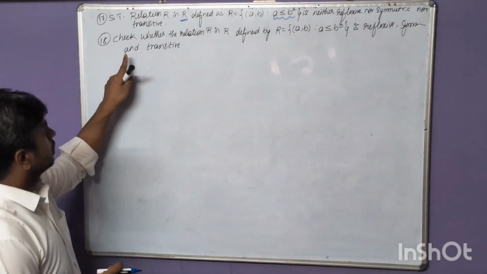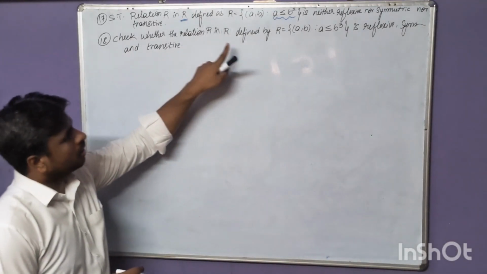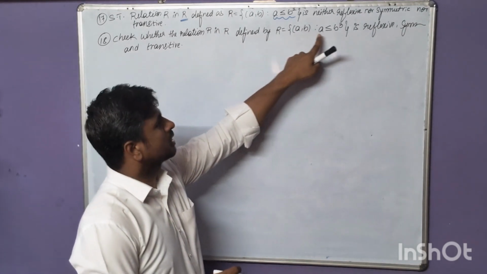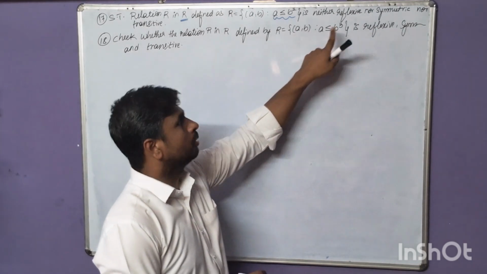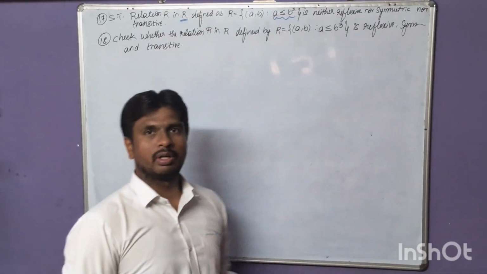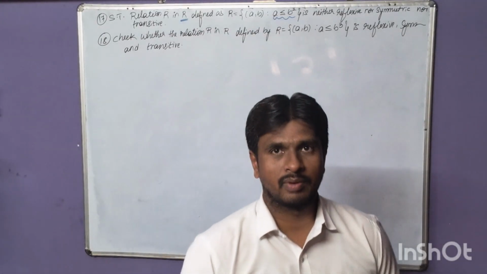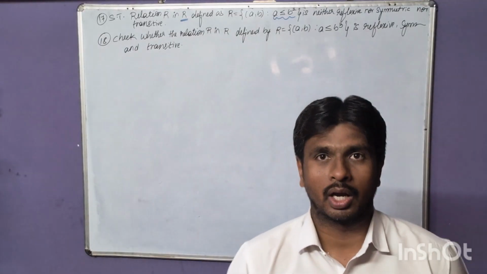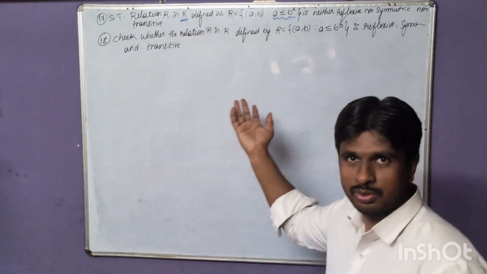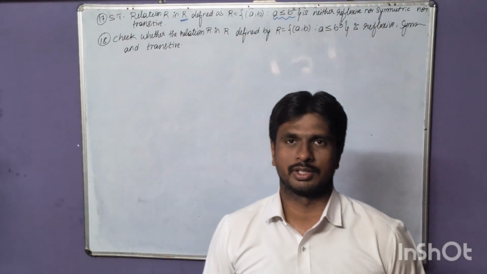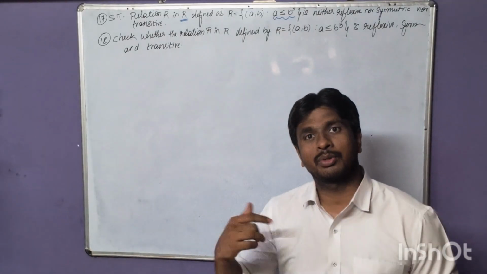In the second question, we need to check whether the relation R in R defined by R is equal to an ordered pair (A, B) such that A is less than or equal to B cube is reflexive, symmetric or transitive. I hope you have got an idea for both the questions. The first question is to prove that the given relation is neither reflexive nor symmetric and not transitive. And in the second question, we have to check.